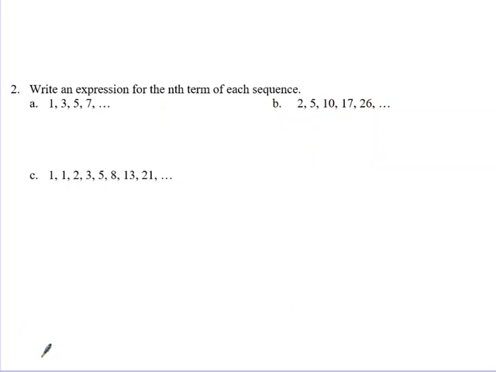So first, we have 1, 3, 5, 7. It's frequently helpful to look and see if you are adding a specific number or multiplying by a specific number. So if we look here, we are adding 2, adding 2, and adding 2. Since we are adding the same number every time, this is actually an arithmetic sequence, which is a specific type of sequence that we will talk about more in a future tutorial.